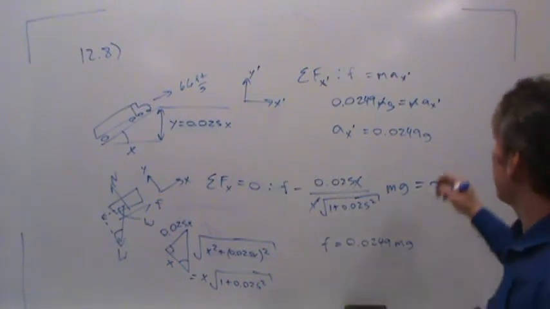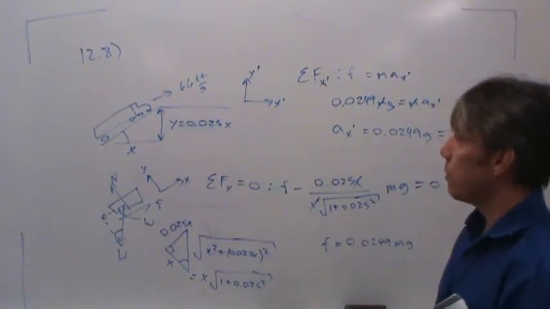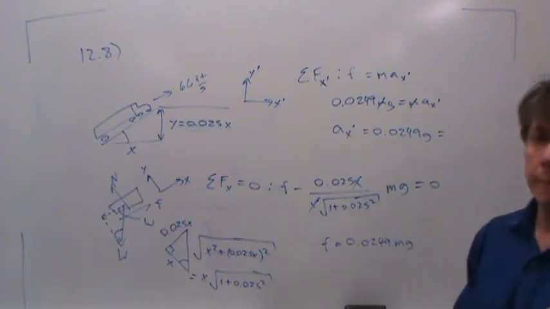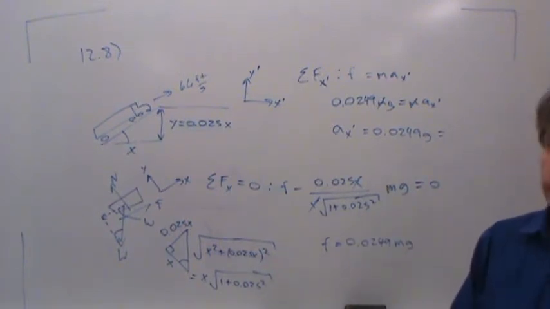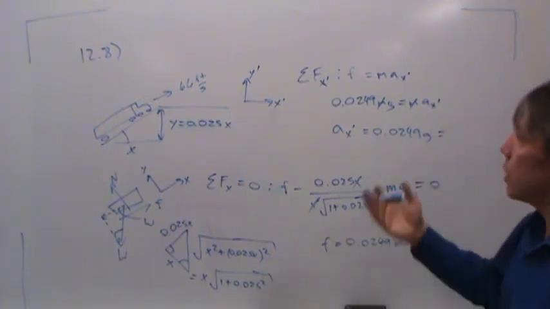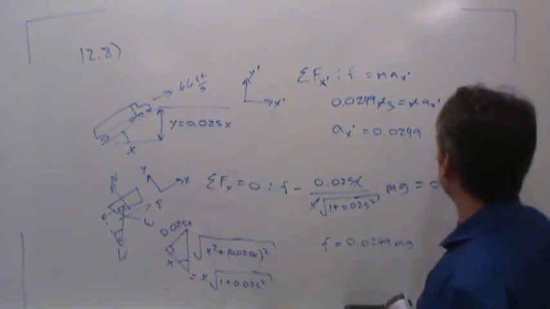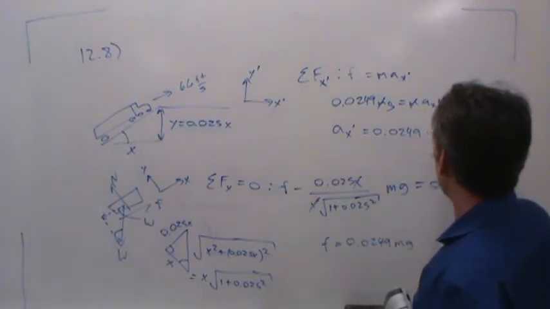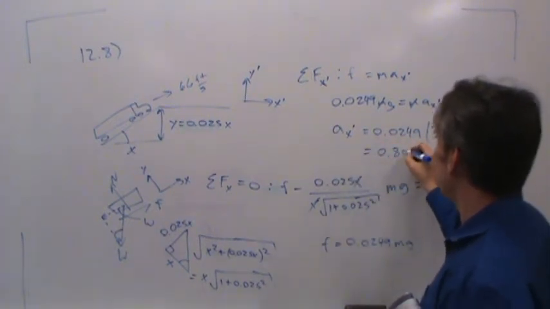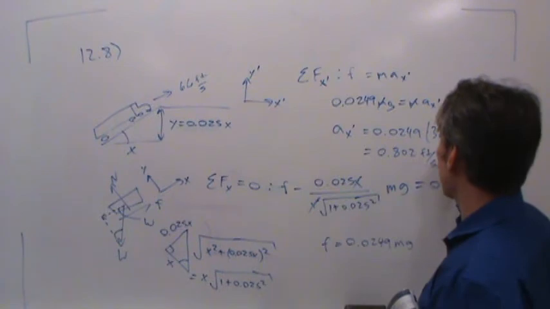Okay. So somebody plug this in your calculator, give me a final number, and I'll make one more statement, we'll be done. So 0.0249 times g, where g is 32.2 feet per second squared. How much? 0.802 feet per second squared.